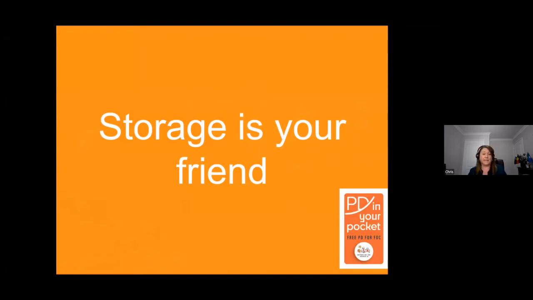Many of you would probably have sheds or garages or other spaces where you could store some of your equipment and only bring out the equipment that the children are going to be using for that day. And how many different storage systems have you tried before finding one that works? Storage is going to be your friend as a family daycare educator.